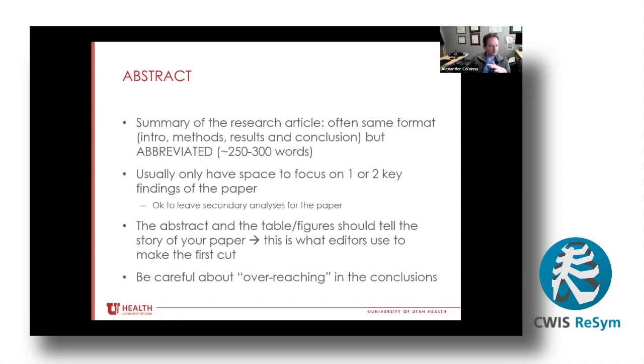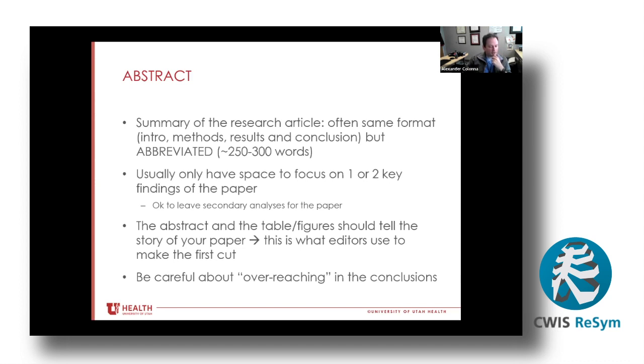Same format: intro, methods, results, and conclusion, but you've got to be succinct. Usually you have a word limit, especially if you're submitting it to a society meeting so that you get a poster or a podium presentation. You only have the space to focus on one or two of your key findings of the paper. It's okay to leave out the secondary and the interesting stuff, but really you want to focus on your main findings, the findings that you think are actually key to answering your scientific question and what are the most interesting things. The abstract and the tables should tell the story of your paper.